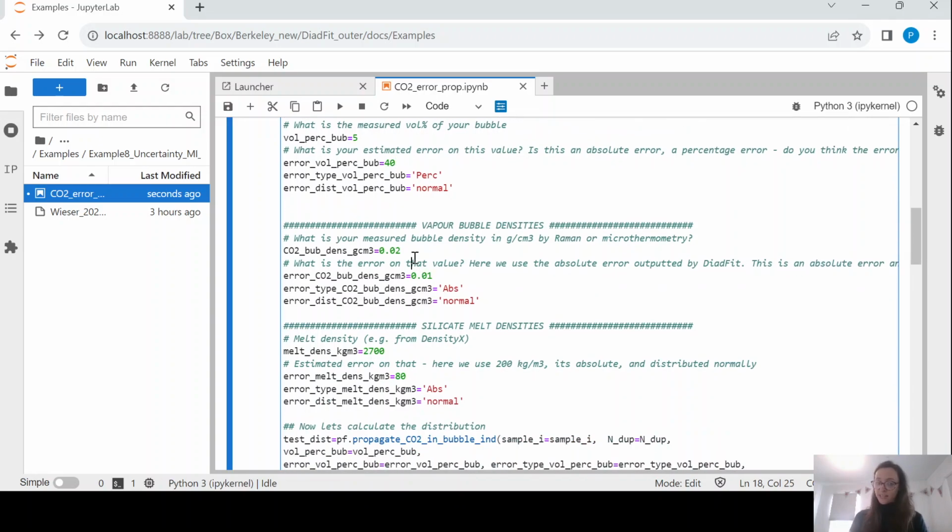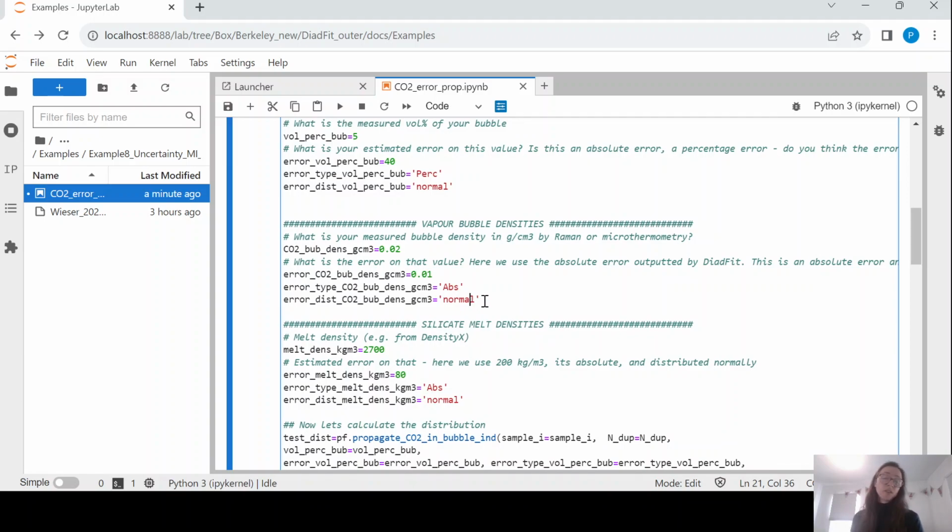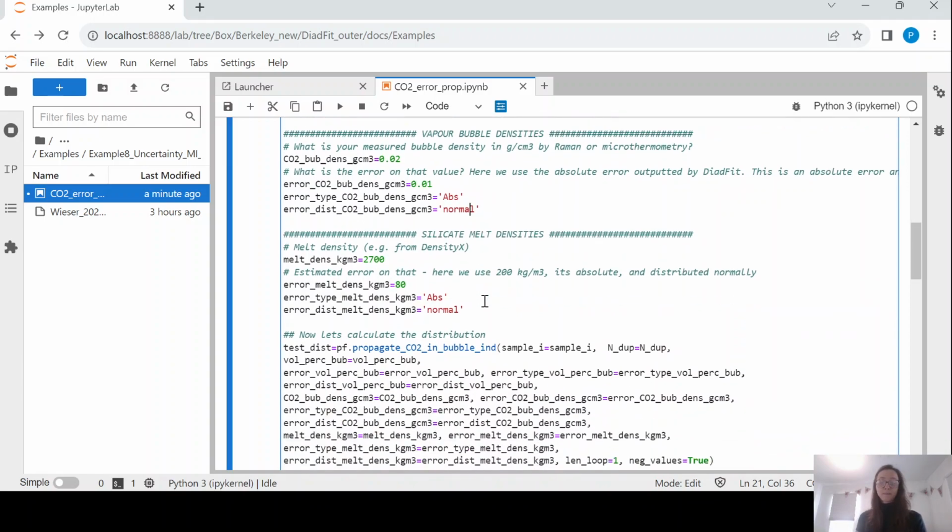The second parameter is the vapour bubble density. This is what you've determined using Raman spectroscopy, and you're going to want to estimate an error on that. This could be from repeated measurements of that bubble, or we do it in DiodFit by looking at the peak fitting error, the error in your drift correction, and the error in your densimeter used to convert peak splitting into density. However you get that value, you can put it as a percentage error. In this case, we're putting it as an absolute error. The absolute error is 0.01 gram per centimetre cubed, which would be a 50% percentage error. And again, we're saying that we believe that error is distributed normally. You could also have this as a uniformly distributed error, but in this case, normal's better.